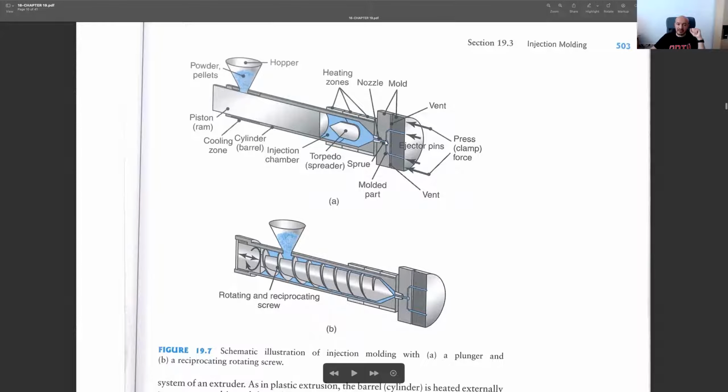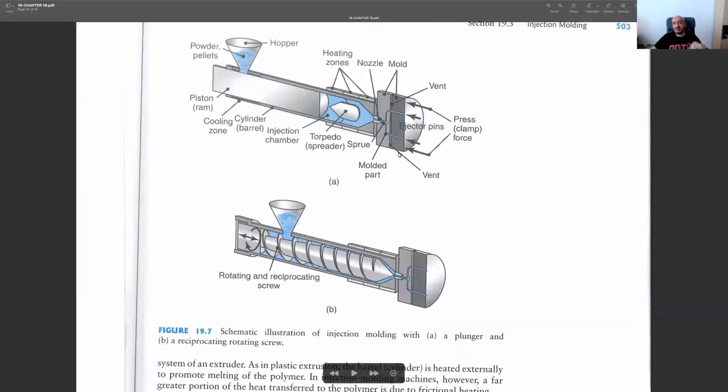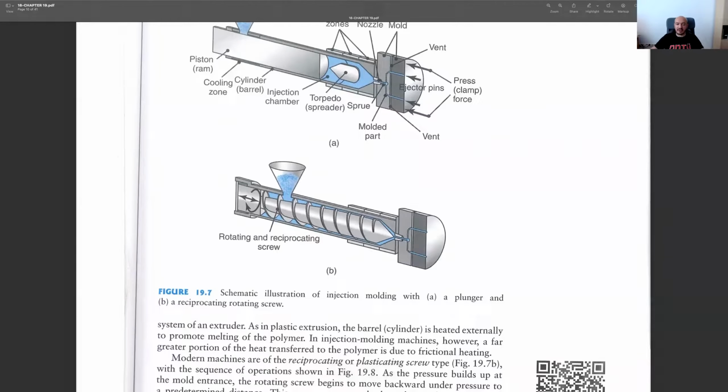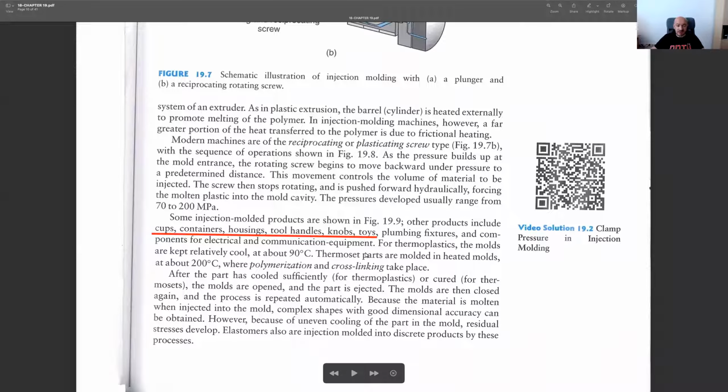As you see, the material is pumped into some cavities in the die, and then, once the die is cooled down, we will have solid products. This is highly useful. Injection molding is highly popular. We can produce various shapes, cups, containers, toys.